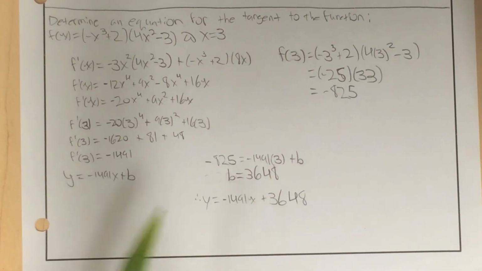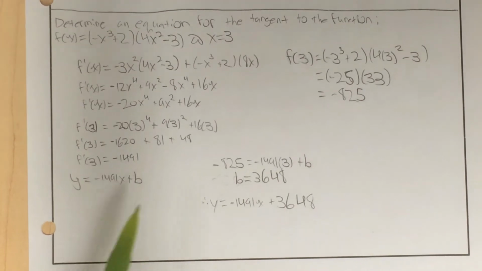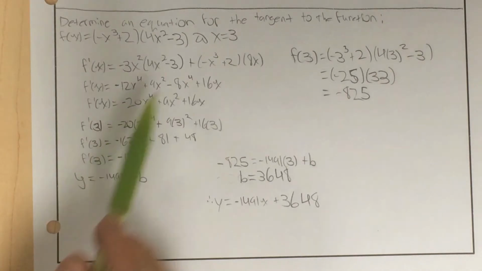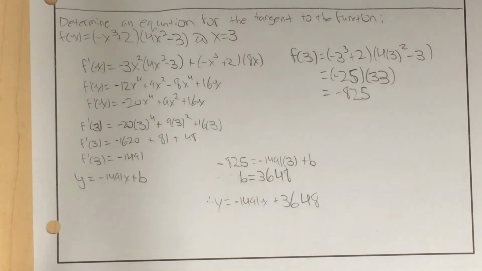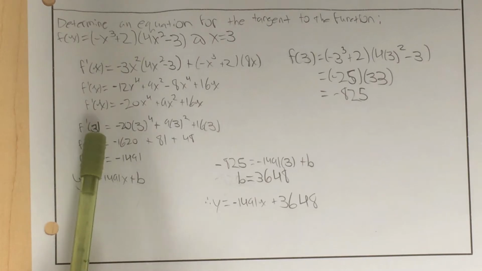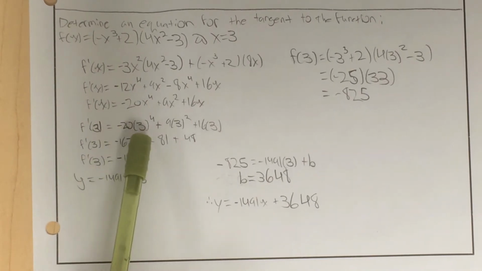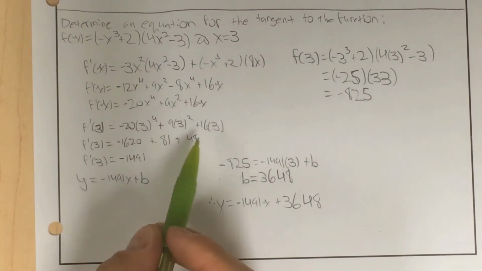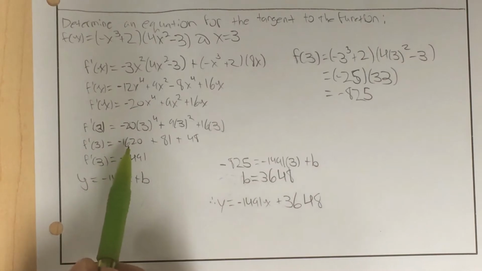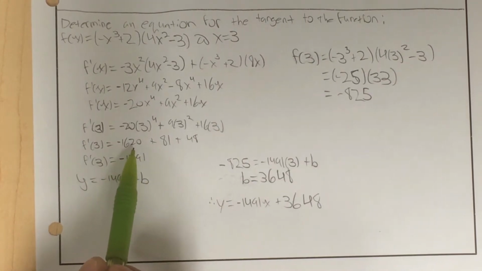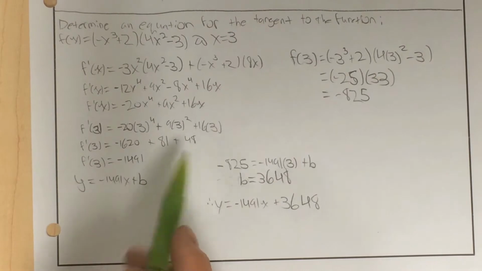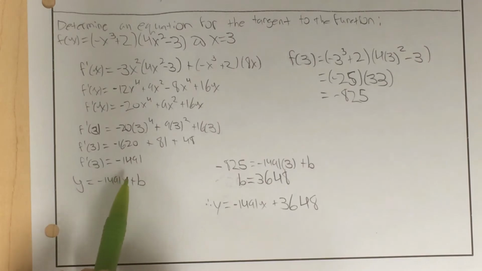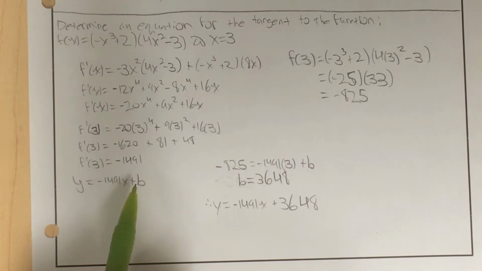Now we will find the slope of the tangent line at the point x equals 3. To find this, we must first plug in 3 into our f prime of x equation. So here we have f prime of 3 equals negative 20 times 3 to the power of 4 plus 9 times 3 squared plus 16 times 3. This gives you negative 1,620 plus 81 plus 84, and therefore f prime of 3 equals negative 1,491.